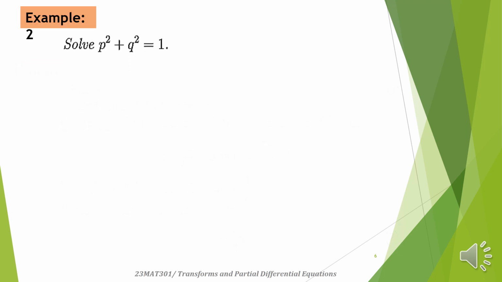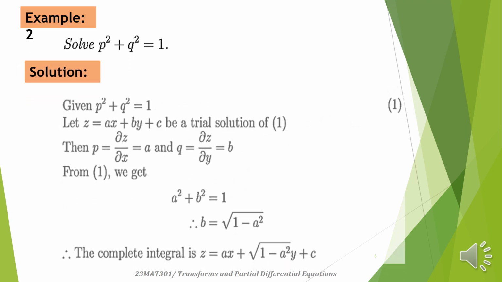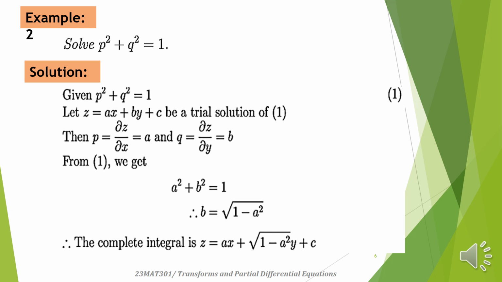What if it is p square plus q square is equal to 1? As usual, p is equal to a, q is equal to b, you will get a square plus b square is equal to 1. So b square is equal to 1 minus a square. For b, you will get root of 1 minus a square. So substitute the value in z equal to ax plus by plus c. You will get the complete integral.